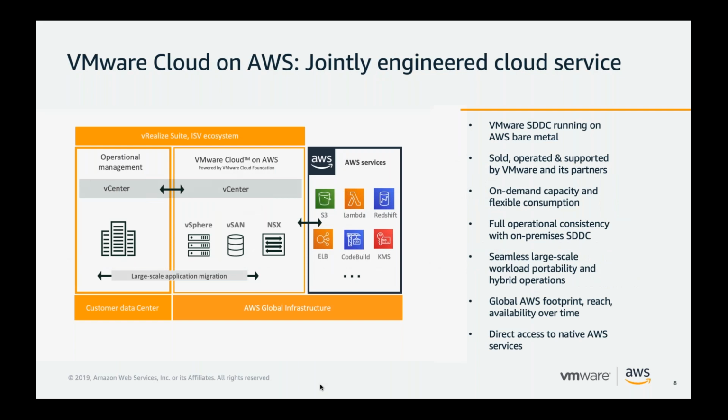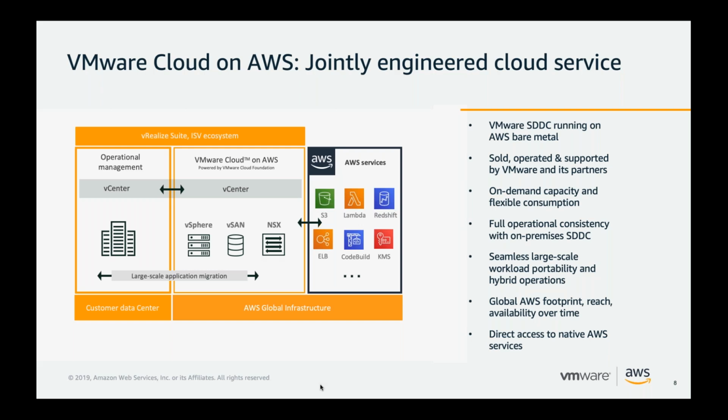VMware Cloud on AWS is a jointly engineered cloud service. Key things to keep in mind is where VMware SDDC is running on AWS bare metal infrastructure. This is sold, operated, and supported by VMware and its partners. You have the on-demand capacity and flexible consumption model, the full operational consistency with your on-premises SDDC, and then seamless large-scale workload portability and hybrid operations.